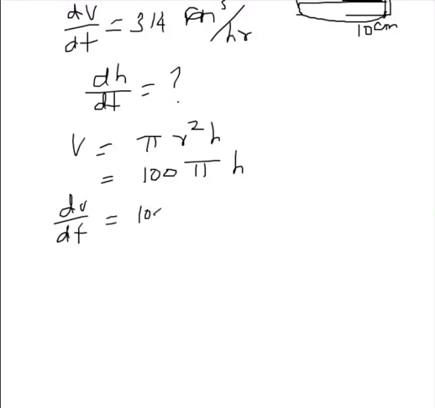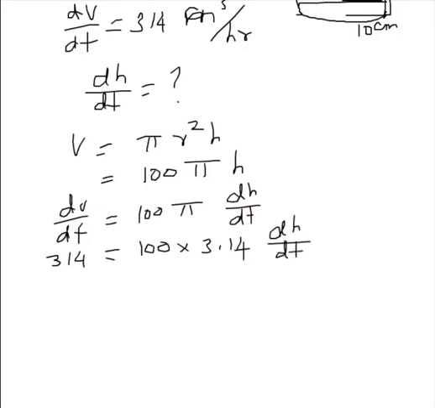This is equal to, I am differentiating with respect to t, so it becomes dH by dt, which is equal to, I can substitute the value of dV by dt, and I can substitute the value of pi. We usually don't substitute the value of pi, but here it is 314, we can simplify further, that's the reason. So it becomes dH by dt equals 1, because this is also 300 into 3.14 becomes 314, and the unit is meters per hour. This is the answer.